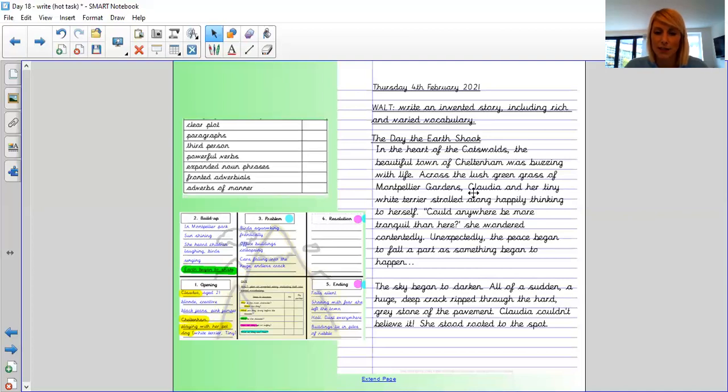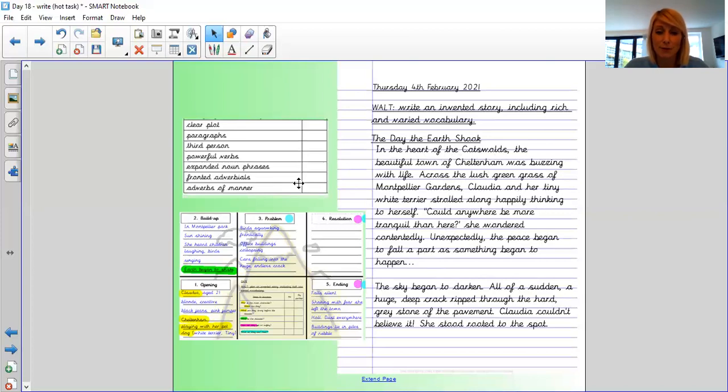Fronted adverbials, let's have a look. Yeah, I've started in the heart of the Cotswolds, that's a fronted adverbial. Across the lush green grass of Montpellier Gardens, that's another one. So you'll see each time I start a sentence, I try to think of a fronted adverbial that I can use to make the start of my sentence really interesting for my reader.